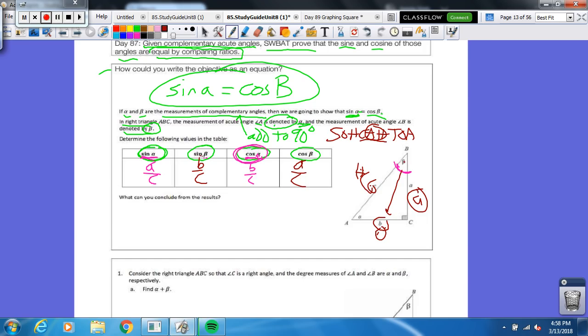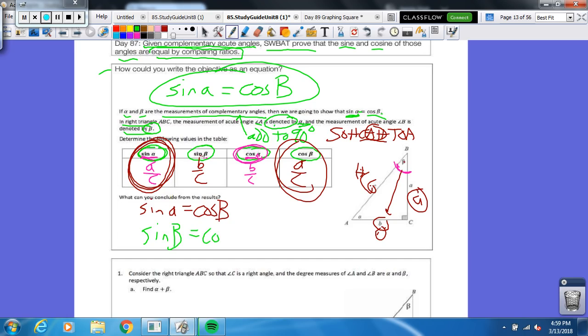Okay, so now we fill this out. What can we conclude? Well, look, A over C here and A over C here. So I conclude that sine of alpha equals cosine of beta. Cool. What else do we know? We know that sine of beta equals cosine of alpha, because that's B over C and B over C. Cool. All right, looking good.